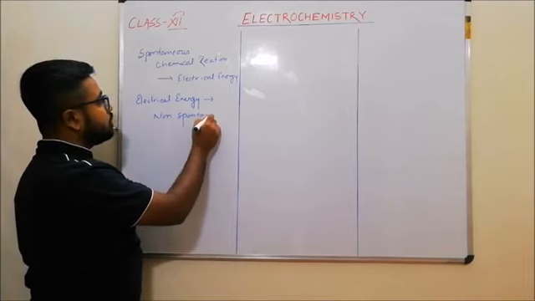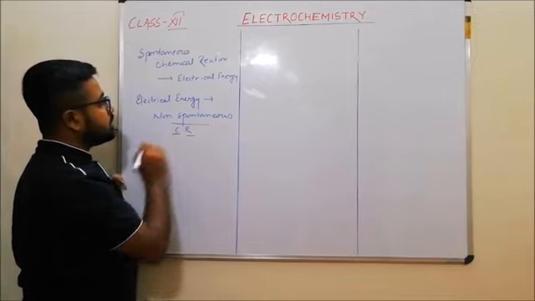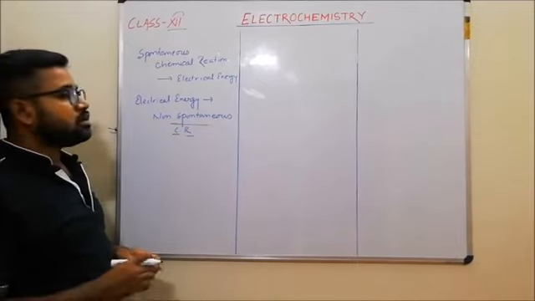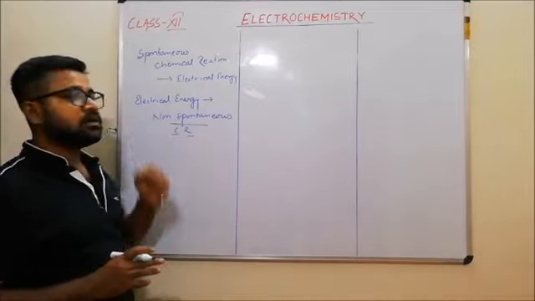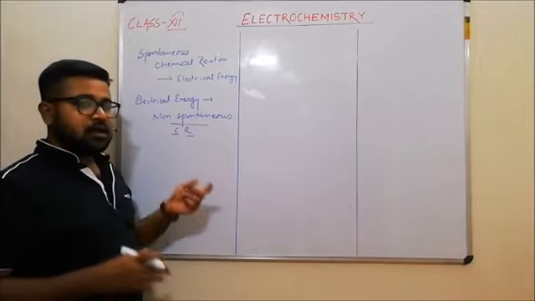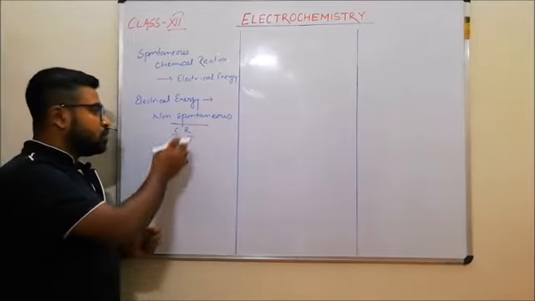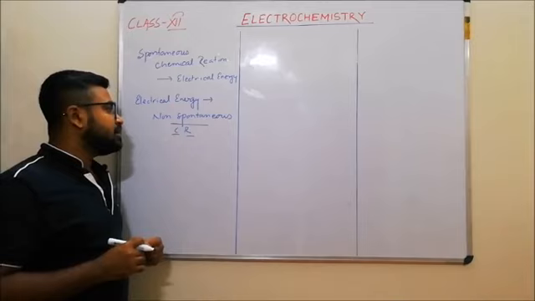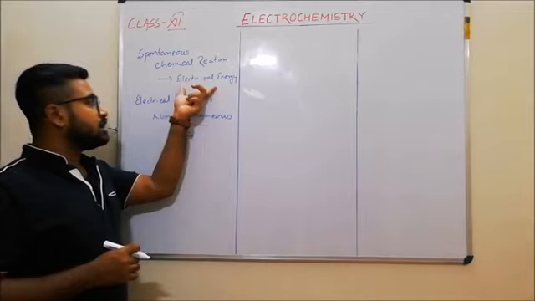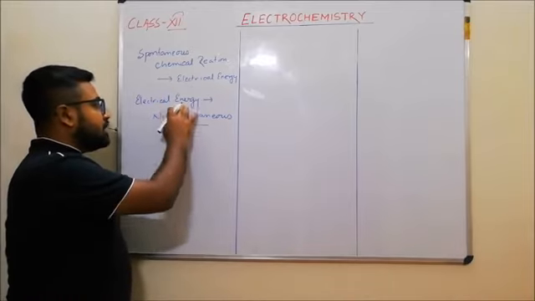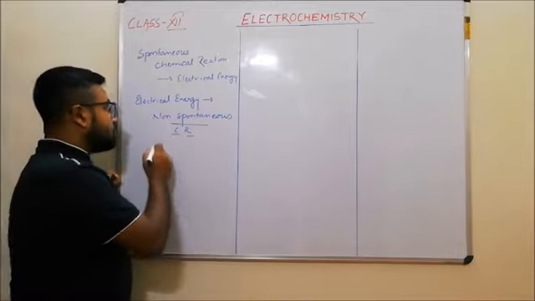Already in class 11 you have studied spontaneous and non-spontaneous chemical reactions. CR means chemical reaction. So what is a spontaneous chemical reaction? The chemical reaction which takes place on its own is called a spontaneous chemical reaction. And what is non-spontaneous? It needs some form of energy to do the reaction. Those are known as non-spontaneous reactions. So whenever a spontaneous chemical reaction is converted to electrical energy, or electrical energy is converted to a non-spontaneous chemical reaction, it is known as what? Electrochemistry.